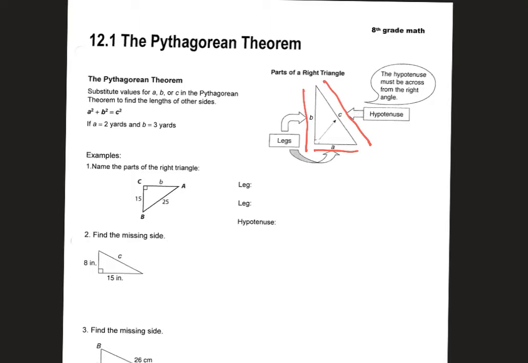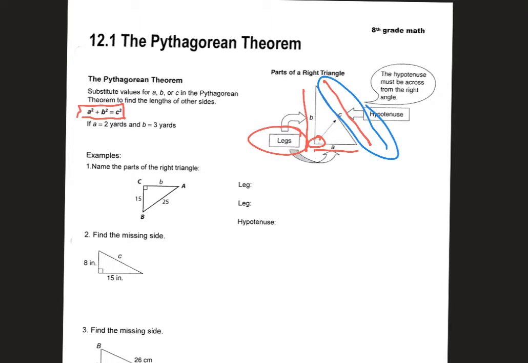So a right triangle has two legs that touch that right angle, and then it also has a hypotenuse, which is the longest side of that right triangle. The hypotenuse must be across from the right angle. So those are the parts of your right triangle. Pythagorean theorem is saying if we square those legs, they're going to equal that hypotenuse squared.